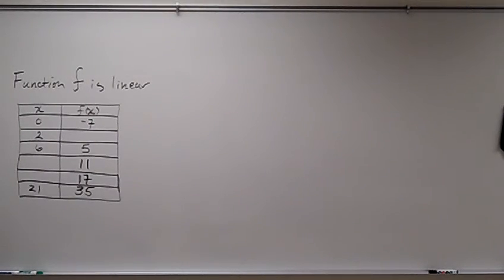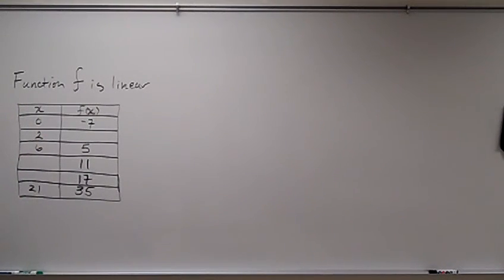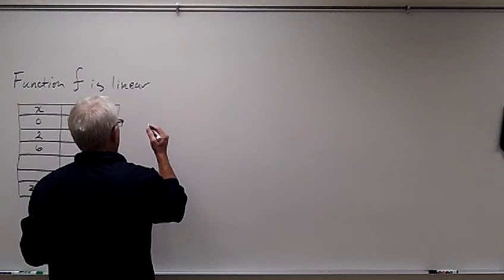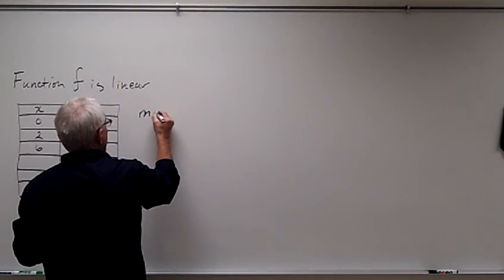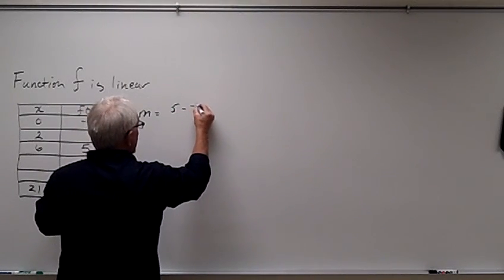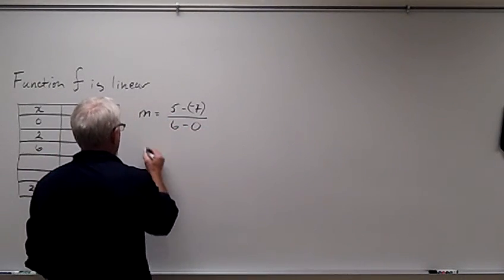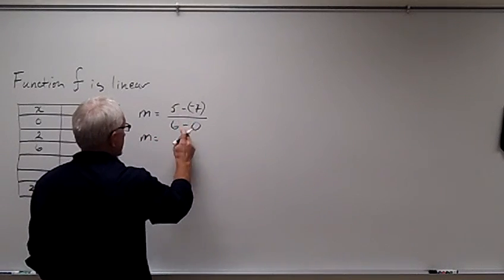I want to first of all calculate the rate of change, and notice in the table there are two convenient pairs of data, x's and y's, from which we can form coordinate pairs, ordered pairs, and we'll use these two rows in our table to calculate the rate of change. So in doing that, m, which is our rate of change, would be 5 minus a negative 7 over 6 minus 0.